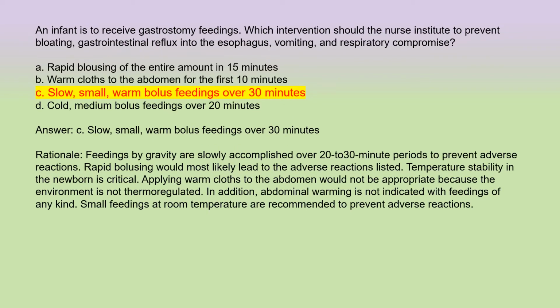Answer. C. Slow, small, warm bolus feedings over 30 minutes. Rationale. Feedings by gravity are slowly accomplished over 20 to 30-minute periods to prevent adverse reactions. Rapid bolusing would most likely lead to the adverse reactions listed. Temperature stability in the newborn is critical.